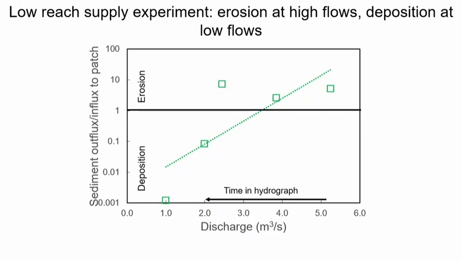And if we just look at the low supply experiment here, we have that ratio of sediment outflux to influx. So when that ratio is greater than 1, it means erosion. When that ratio is less than 1, it means deposition. Each different symbol is a different measurement of sediment transport during the low supply hydrograph. Remembering the time in the hydrograph is moving from your right to left. So we're starting with high discharge, going to low discharge. And what you see from our mass balance is we have erosion during high flows and deposition during low flows.